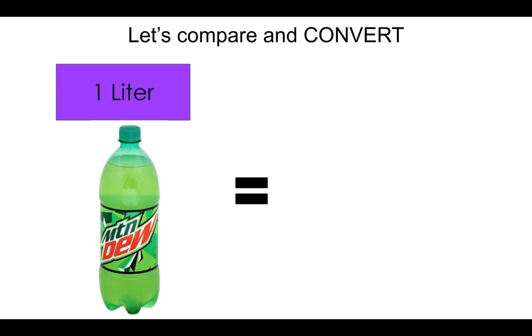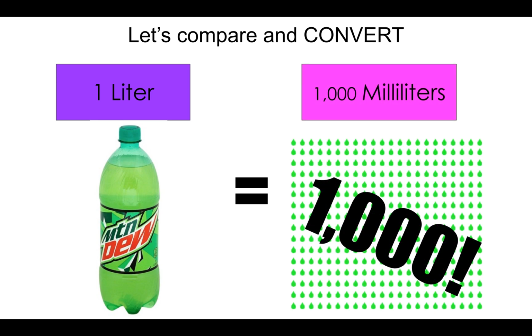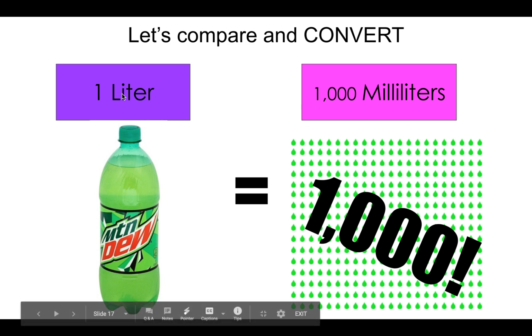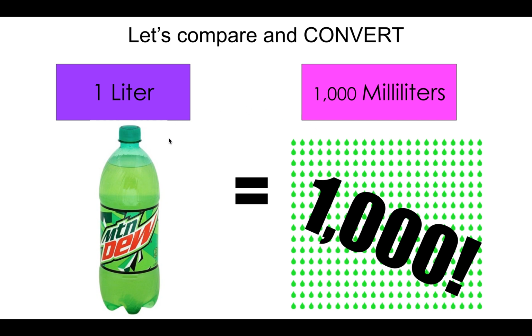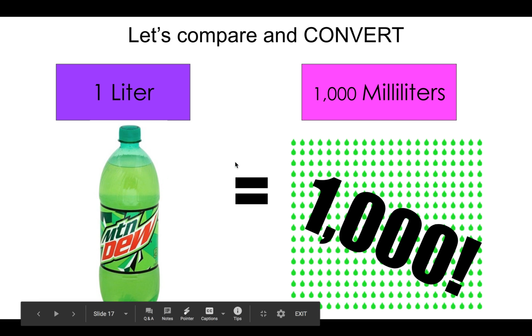If we had a 1 liter bottle of soda, and if we had the equal amount of milliliters, it would be 1,000 milliliters. So think about it. If I took 1,000 drops of those tiny little milliliters, it would still fill up the 1 liter bottle of soda. It doesn't change the amount of liquid that I have. It's just in tinier droplets of that measurement, but it doesn't actually change the full amount that is there.